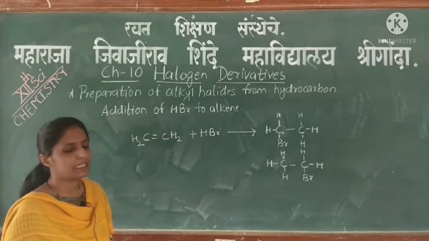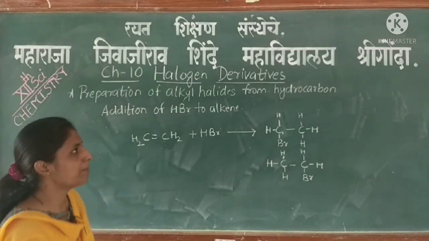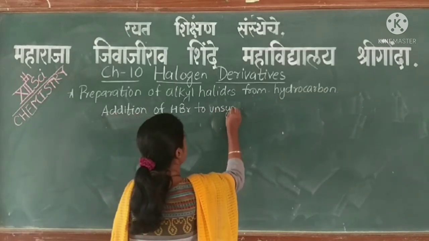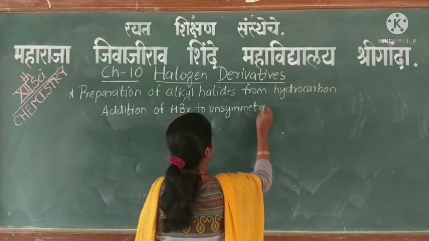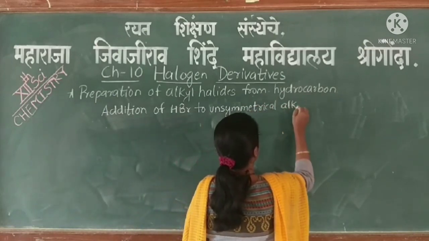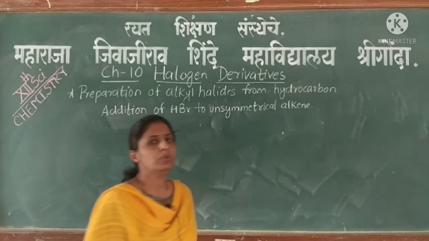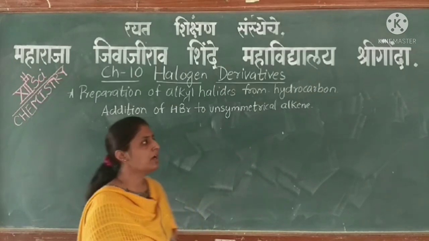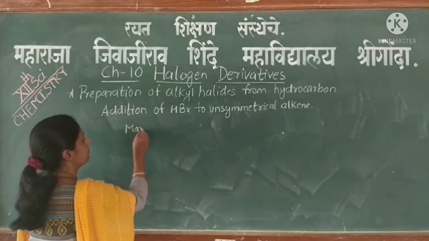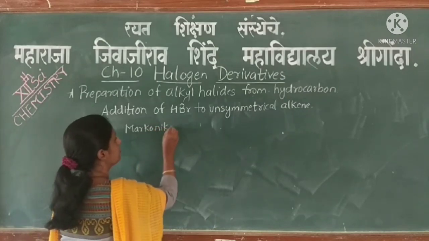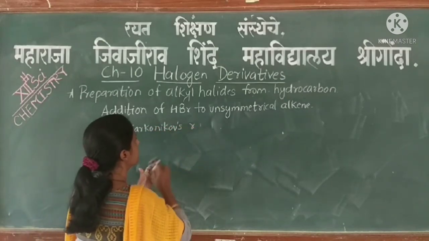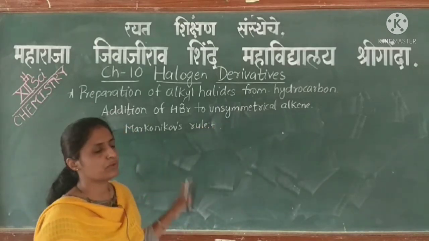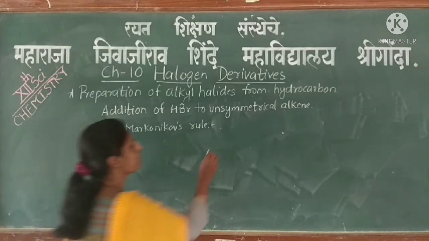But what happens when your alkene is unsymmetrical? Let's see what happens when your alkene is unsymmetrical. Unsymmetrical alkene. Now, the addition of HBr to an unsymmetrical alkene takes place according to Markovnikov's rule. You have studied Markovnikov's rule in 11th standard. Let's revise it. What is Markovnikov's rule?